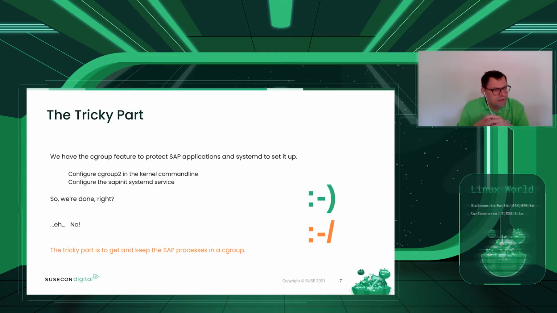So the talk could be over here because we have everything we need. We have the kernel feature to protect it, and we know how to set it up, so we're done. But there's a catch. The tricky part is we have to get and to keep SAP processes in such a cgroup. So why is this a problem, or more precisely, which problems can we expect here?